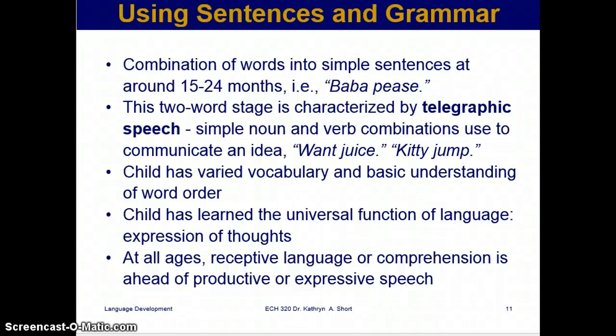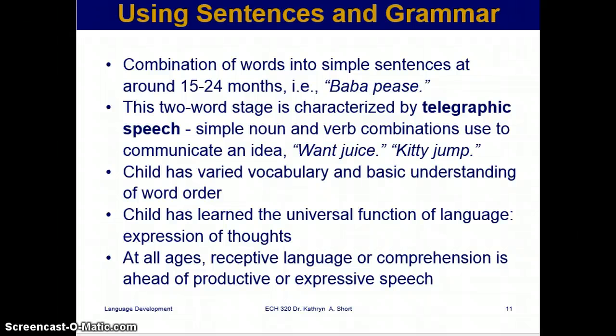This is the continuation of the Human Development Language PowerPoint. Now we're going to move on to using sentences and grammar. First point, combination of words into simple sentences at around 15 to 24 months, i.e. "Baba please," or "no, Baba please."